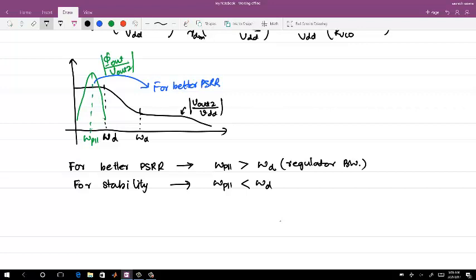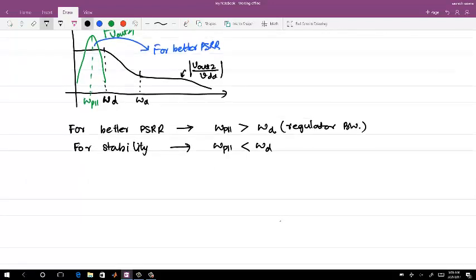So there is a way which comes with the... So the question is, can we decouple regulator bandwidth with the PLL bandwidth.